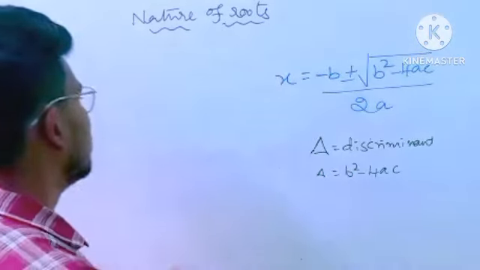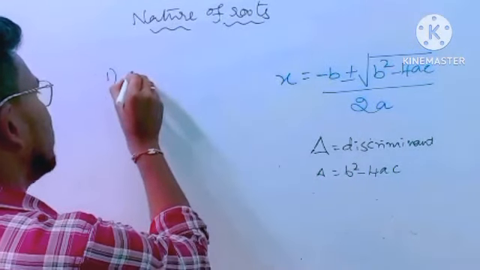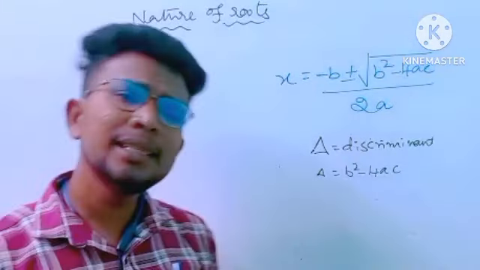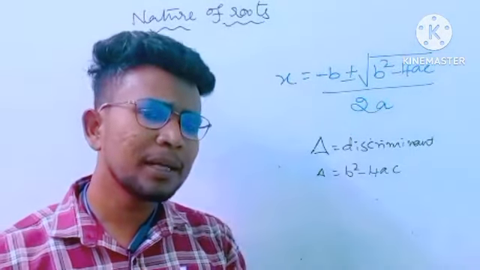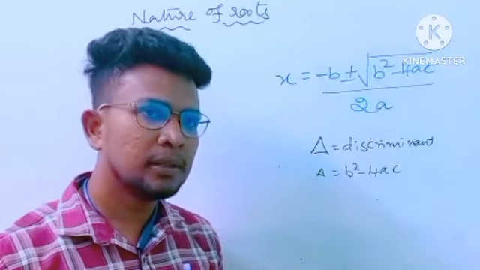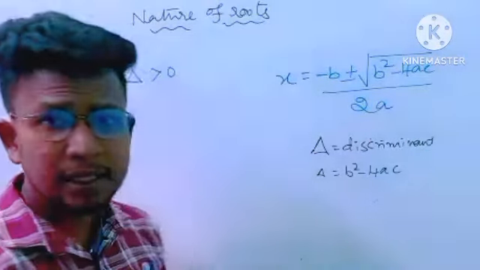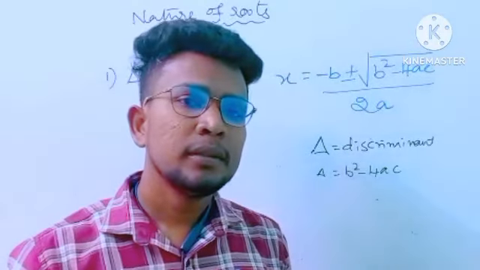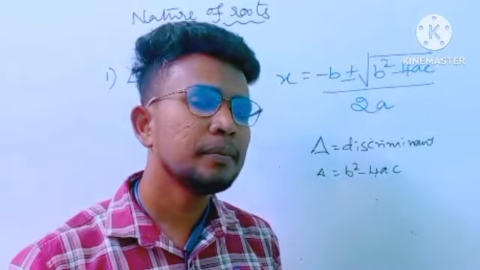For this, the first condition is if the delta value is greater than 0. Greater than 0 means more than 0, nothing but 1, 2, 3 and so on, positive values. If the delta value is greater than 0, the graph will touch exactly at 2 points. It has two solutions.